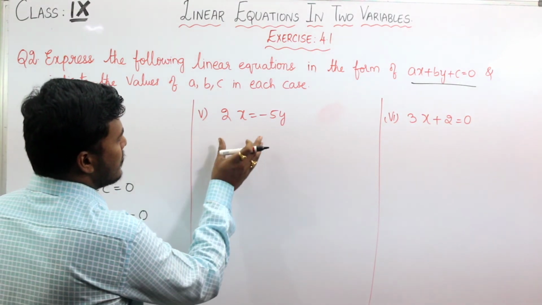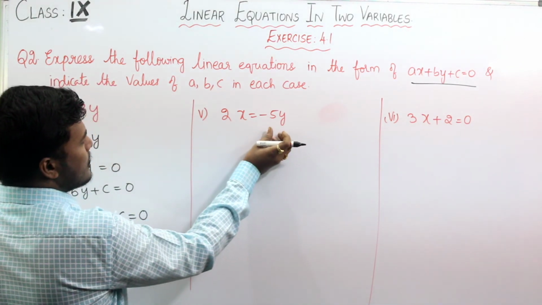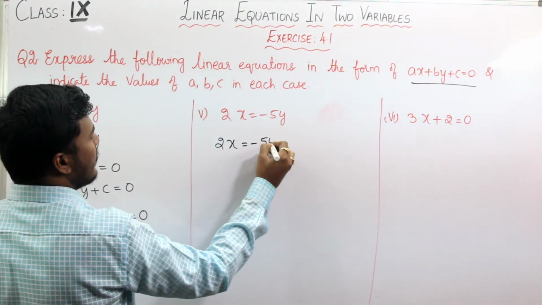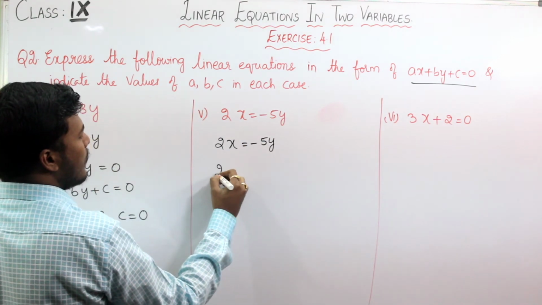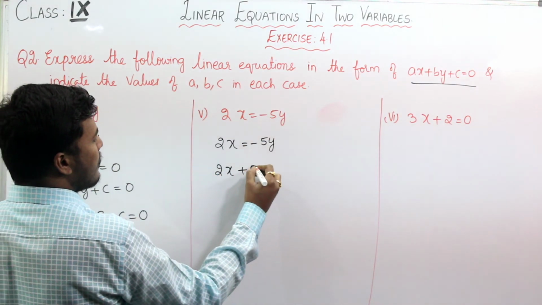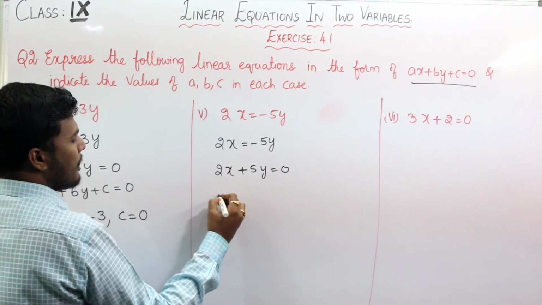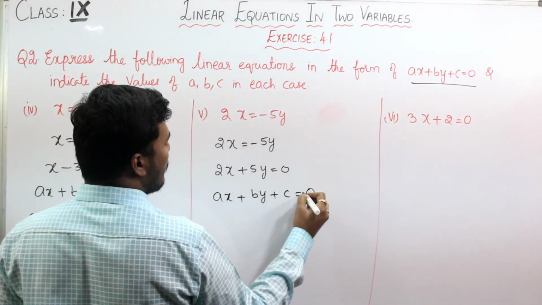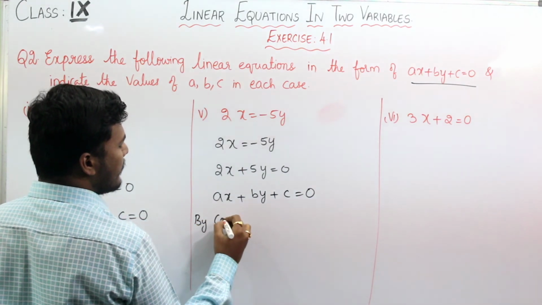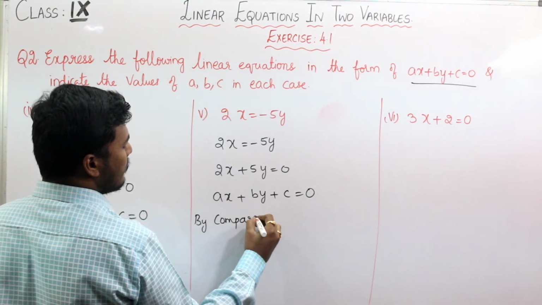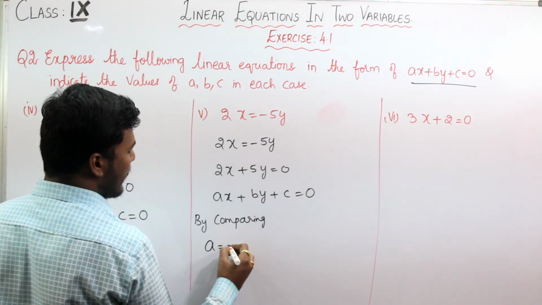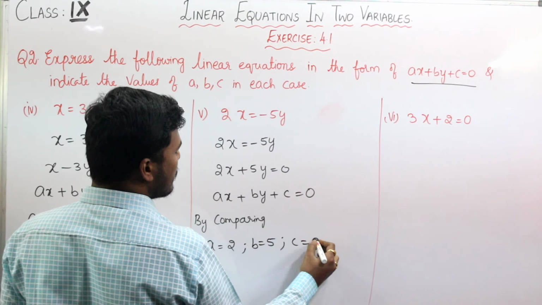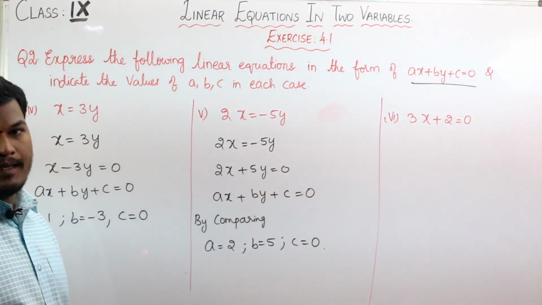Now the next question is 2x is equal to minus 5y. First step, get it to the left hand side. Consider the given equation as 2x is equal to minus 5y. Then 2x plus 5y is equal to 0. Now compare it with the standard form, that is ax plus by plus c is equal to 0. By comparing, the value of a will become 2, the value of b will become 5 and the value of c will become 0 because we don't have any c term there.